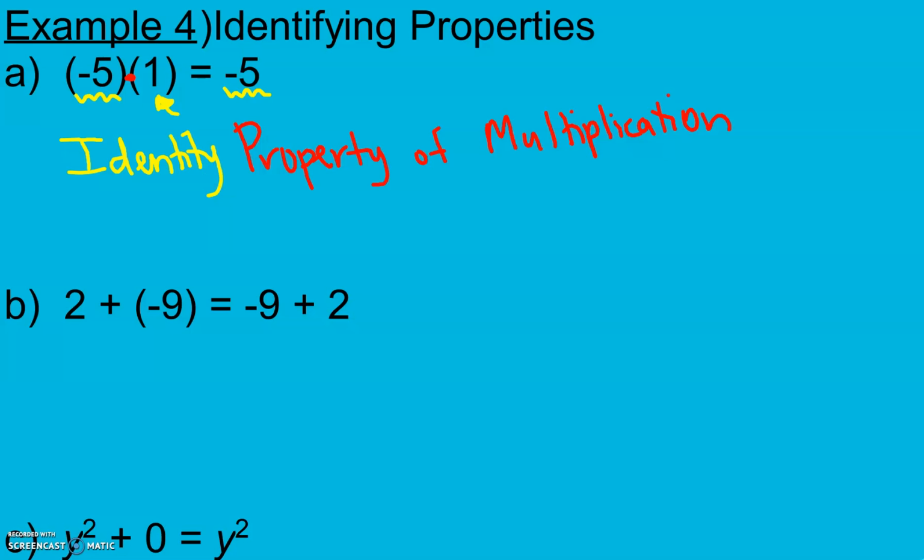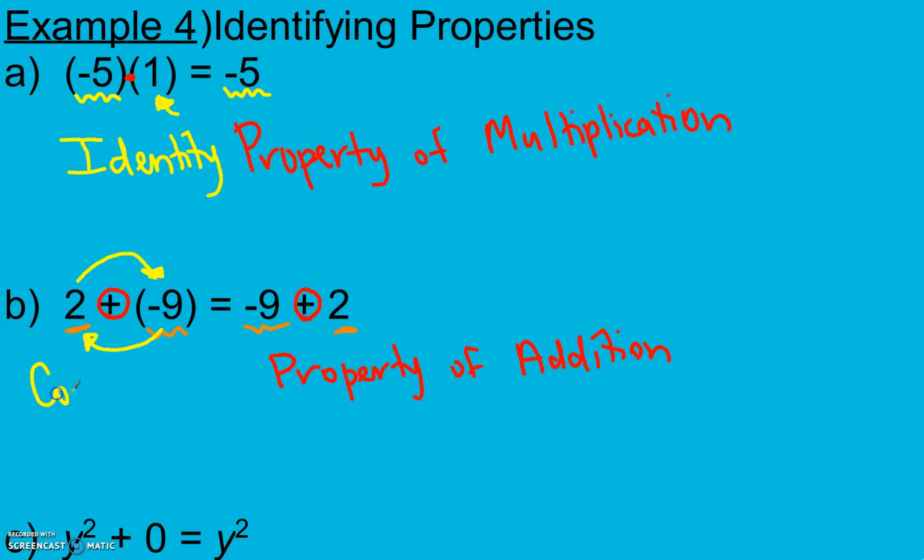In B, I am adding. So this is going to be a property of addition. Now if I look, I have the same pieces. I have a 2 and a 2 and a -9 and a -9. What's changed is that my 2 went to the back and my -9 went to the front in my second part. So they moved. When pieces move, it is our commutative property.